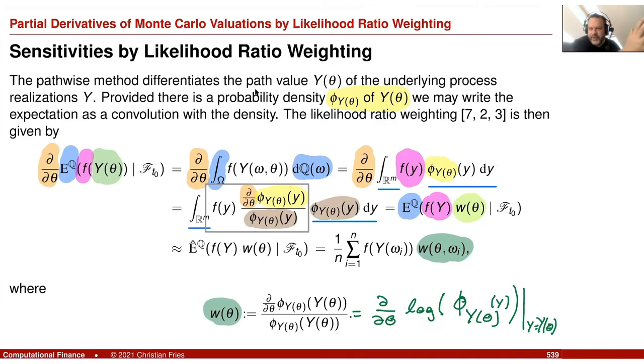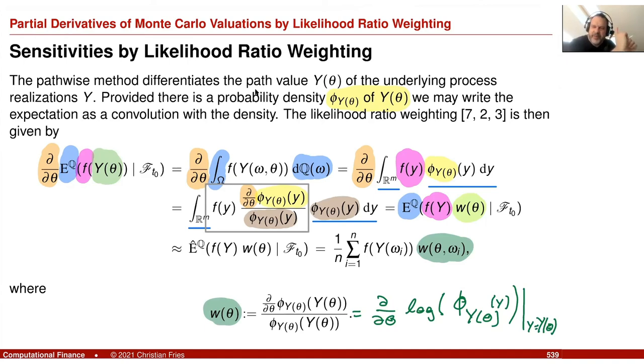Well, for the likelihood ratio method, you see that the big task that we have to do is calculate the derivative of the logarithm of the density with respect to theta. And we would need that for every parameter theta. So if we like to differentiate with respect to the initial value, we need to calculate a different weight. With respect to sigma, we need to calculate a different weight. We always need to calculate the derivative of the density.